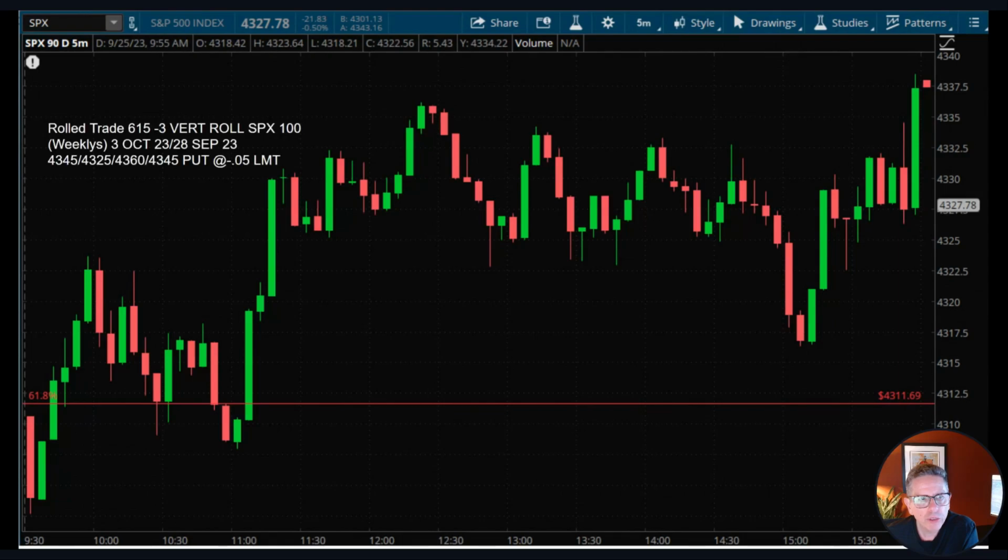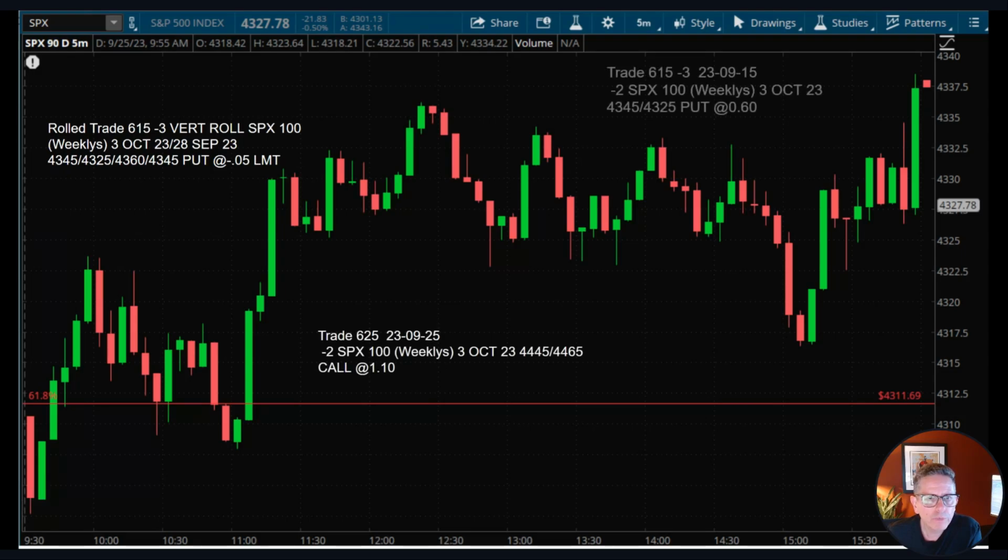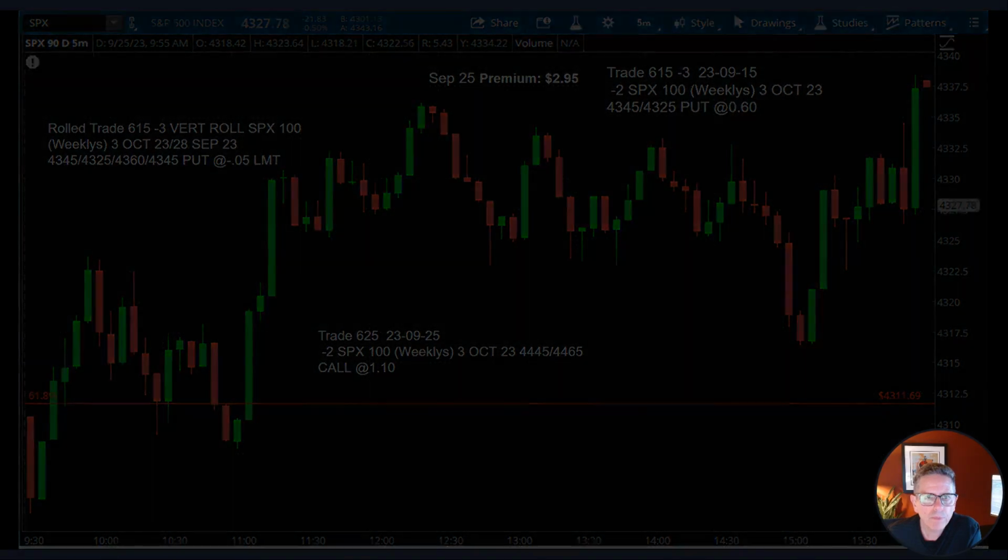So here we rolled the trade again. And so we put on a debit spread this time, 5 cents. And then we put on a new trade for $1.10. And we put on a new put spread for 60 cents. And so now our premium is $2.95.